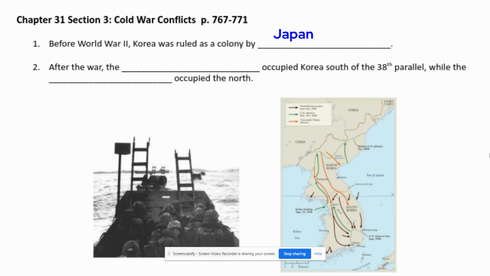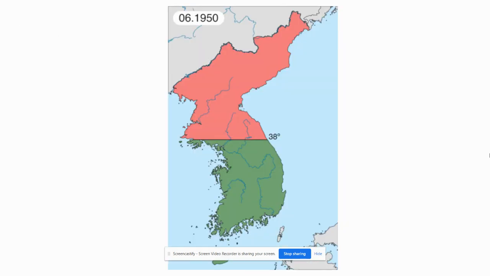But needless to say, in 1950, shortly after China became the People's Republic of China, we started seeing the rumblings of the possibility of war that was going to take place on this peninsula. After the war, the United States had occupied Korea south of the 38th parallel, while the communists eventually occupied the north. So to illustrate that, I'm going to flip to a different map here.